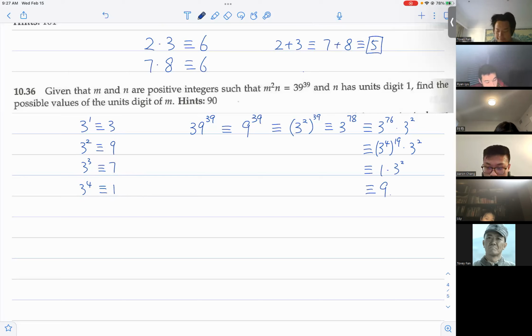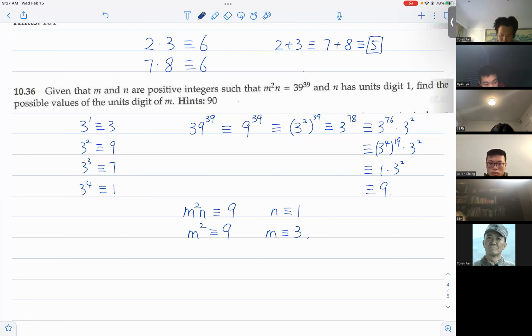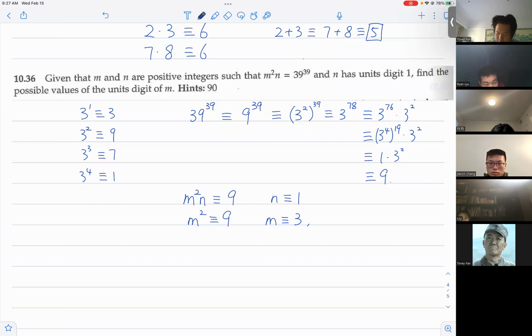Okay, make sense, Lily? Good. And what's next? So now we know that m squared times n has a units digit of 9, right? And n's units digit is 1. So that means m squared has a units digit of 9. That means m could have a units digit of 3. What else? 7. Good. Those two would be the answer. Okay, does that make sense now?